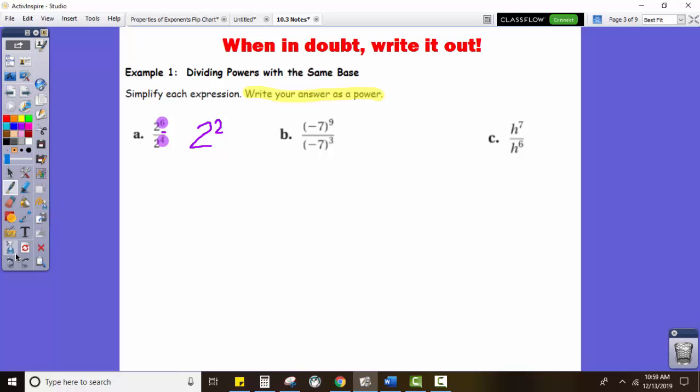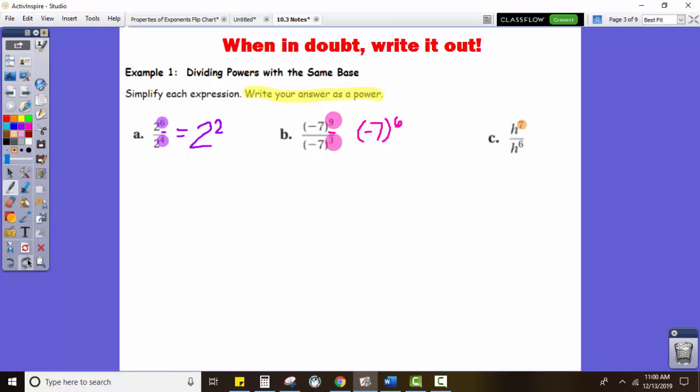Just leave it as 2 to the second. For B, I have -7 to the ninth divided by -7 to the third. So I look at my exponents, 9 and 3, subtract them, which is 6, and then keep the same base, negative 7 to the 6th power.